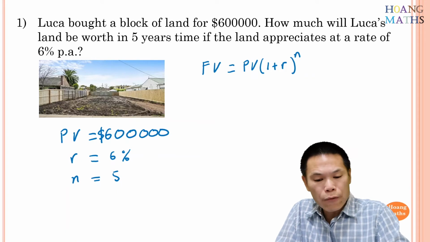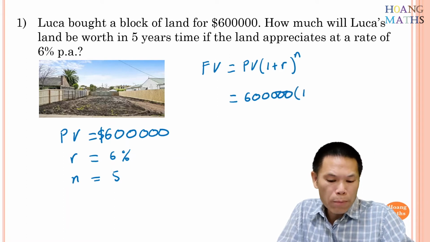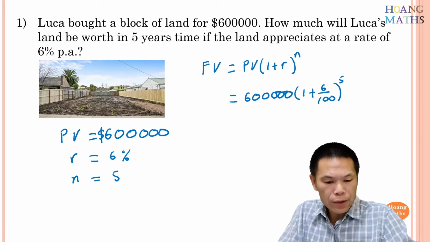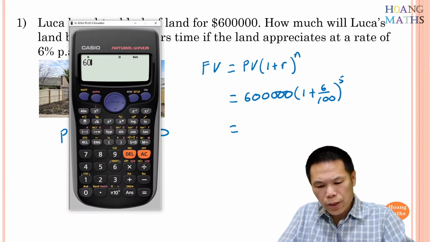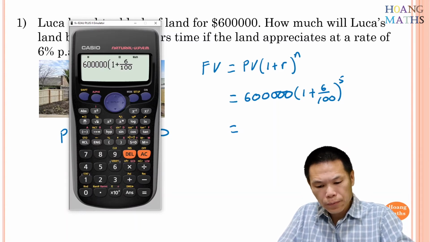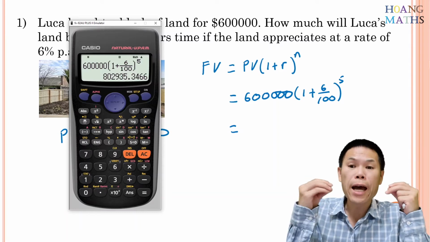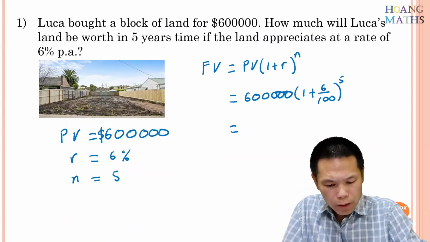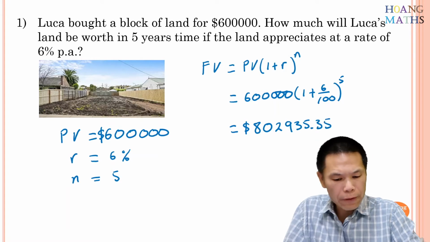So we just substitute that in the formula. The future value equals the present value, $600,000, times (1 + 6%, which means 6 over 100), to the power of N, which is 5. I'll put that on a calculator: 600,000, brackets 1 plus 6 over 100, and then power 5. So there you go: $802,935.35, because we need to round to 2 decimal places with money.